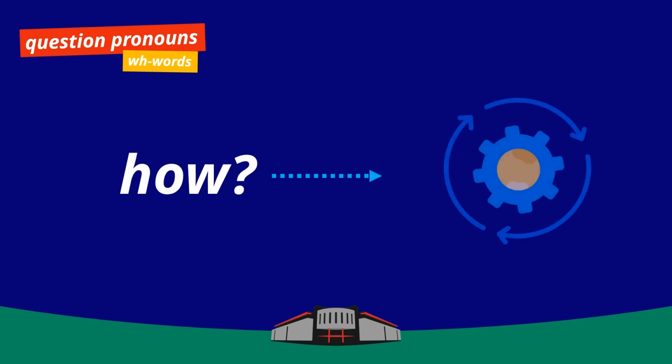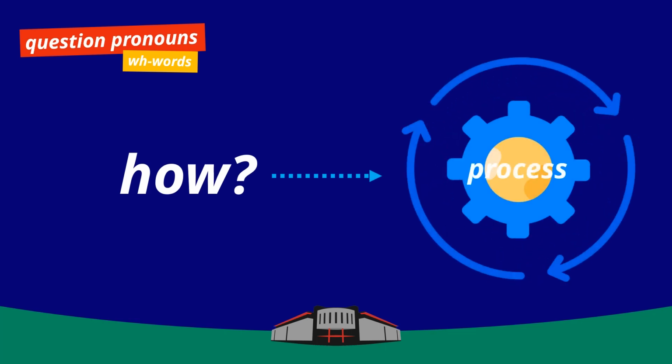Then we have how. And you use how when you want to ask a question about a process. How did you build that robot? Or how did he discover America?